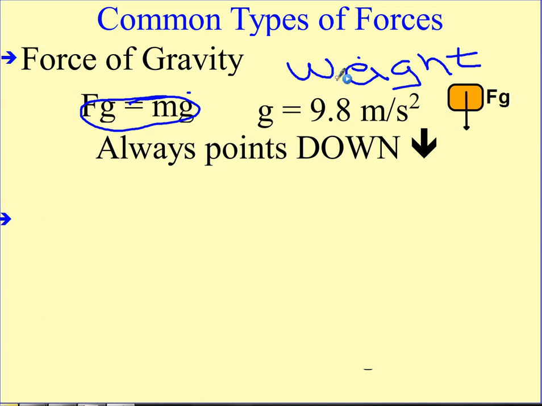G on the planet of the Earth is always 9.8 meters per second squared, and it always points straight down. Think of it as the force the Earth is pulling on the object with. So this is a free body diagram of, say, a ball in a projectile that is only being acted on under the force of gravity. So you just have Fg pointing straight down.